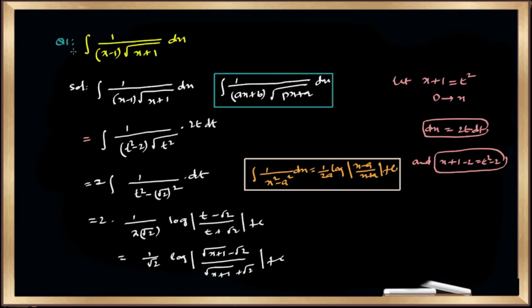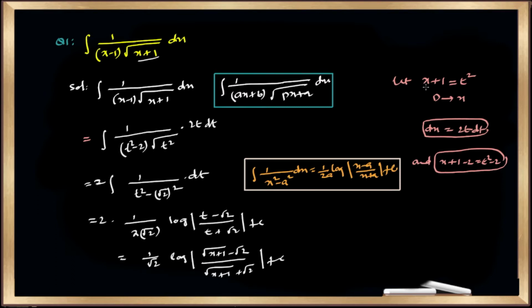Next, question number 1. This is in the form of 1/((x−1)·√(x+1)), that is 1/((ax+b)·√(px+q)). So under the root, x+1 is there. So let x+1 equal t². If you differentiate with respect to x, the differentiation of x is dx, of 1 is 0, and of t² is 2t dt. Therefore dx becomes 2t dt.